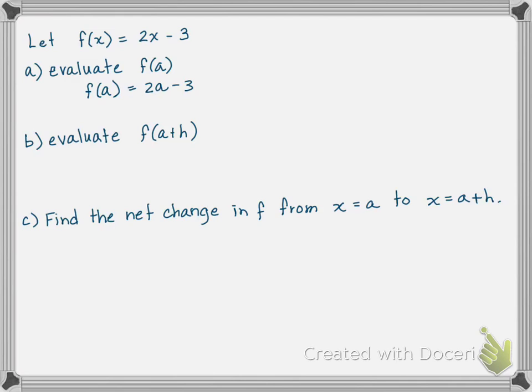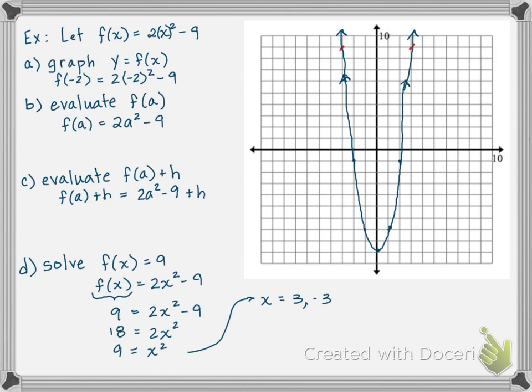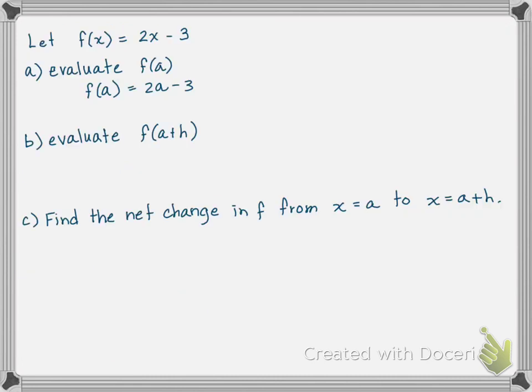Now this next one, notice that what's in the parentheses is a plus h. So a plus h is my input, as opposed to what we did on the last one, where what was in the parentheses is just the a and we're adding h to the output. So this one, we're adding h to the input, and applying the function to that. So my function says multiply by 2 and subtract 3. And my input is a plus h. So I'm going to multiply my input by 2 and subtract 3.